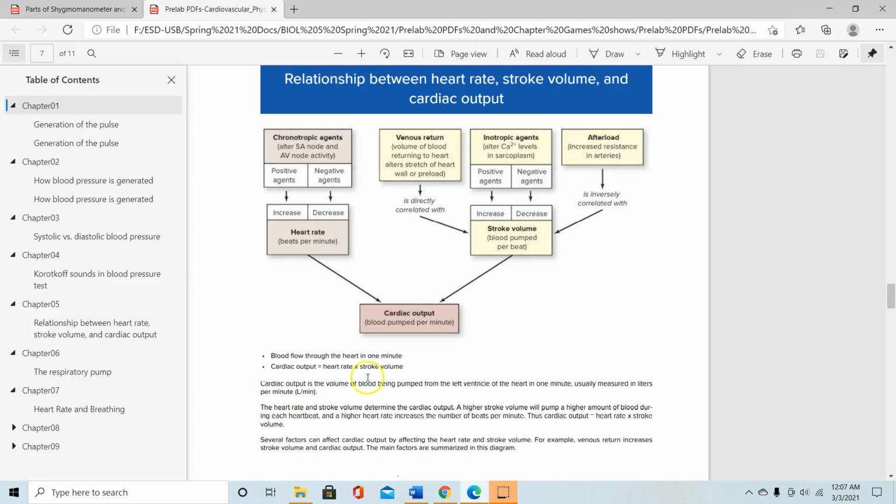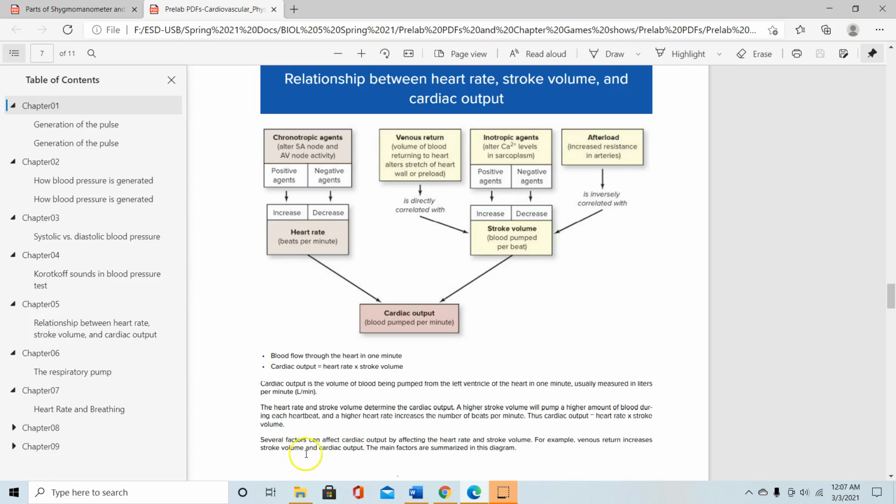That means if you increase the stroke volume or heart rate, that will increase the cardiac output. If you decrease the heart rate or stroke volume, that will decrease the cardiac output. Any factors which increase stroke volume or heart rate will also increase the cardiac output, and any factor which decreases the heart rate or stroke volume will also decrease the cardiac output.